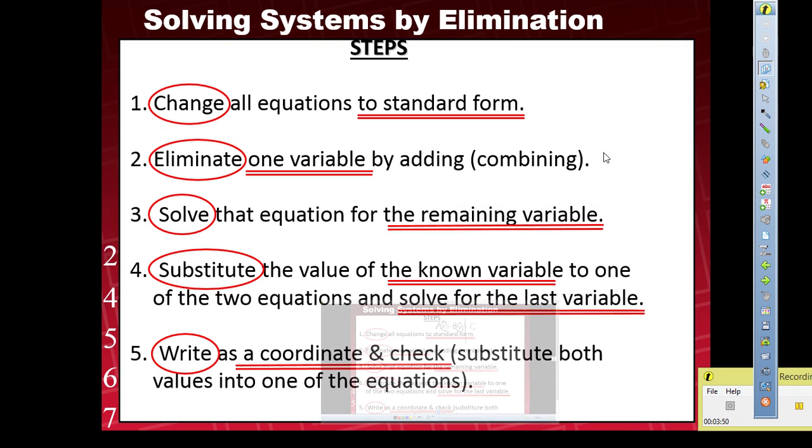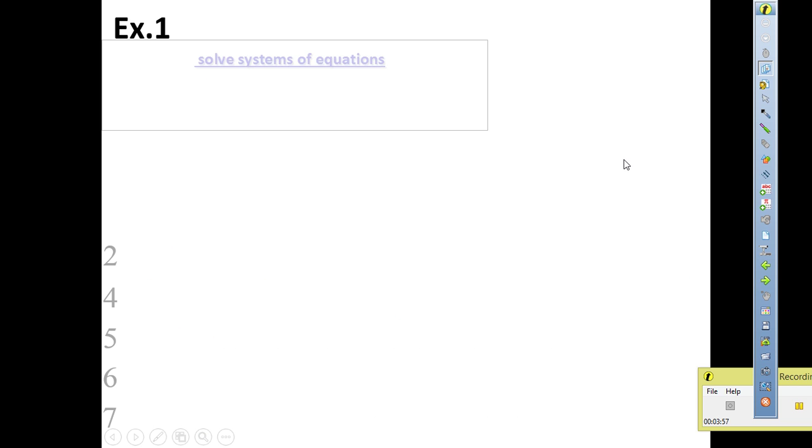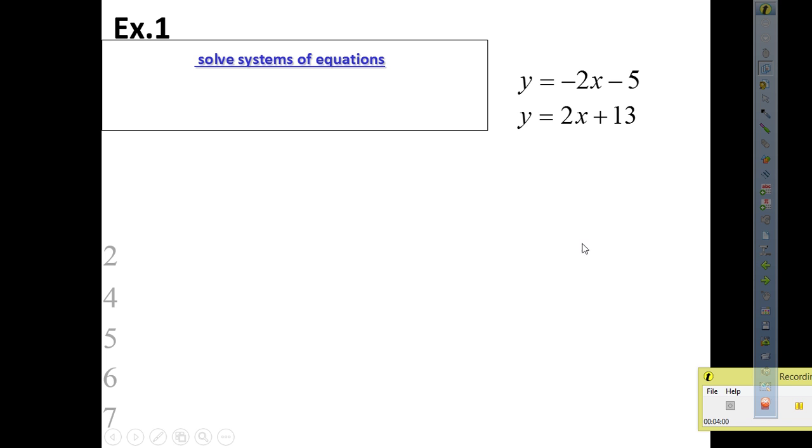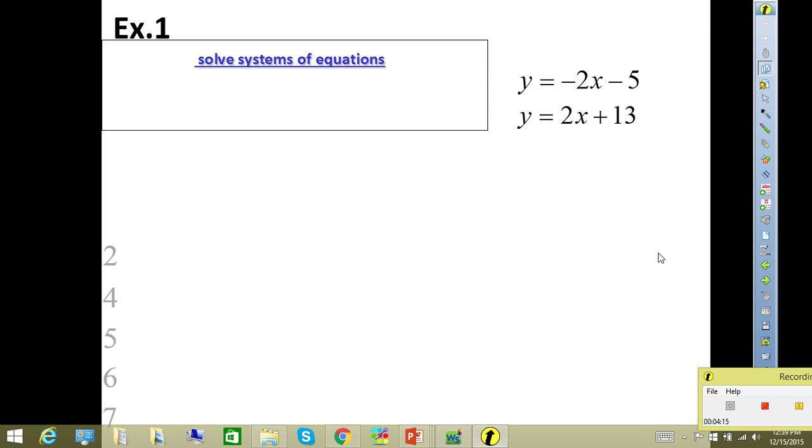If some of you have a large font, or if you're writing with your feet, do it in the back. If not, you have space for one problem underneath those steps. Copy this. Example 1, solve systems of equations. They give us the system y equals negative 2x minus 5 and y equals 2x plus 13. Copy that, and I'm going to go over the first steps, and then I'll have you copy. All right. Pens down, eyes up here.